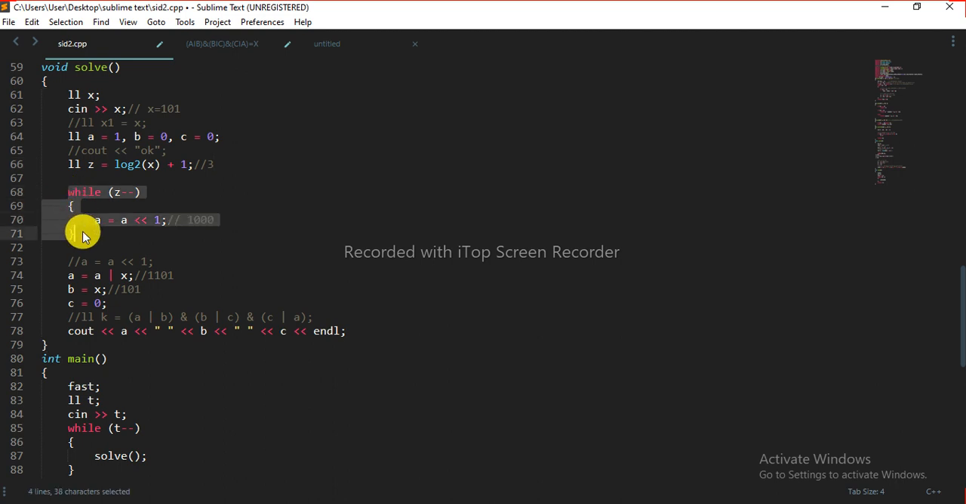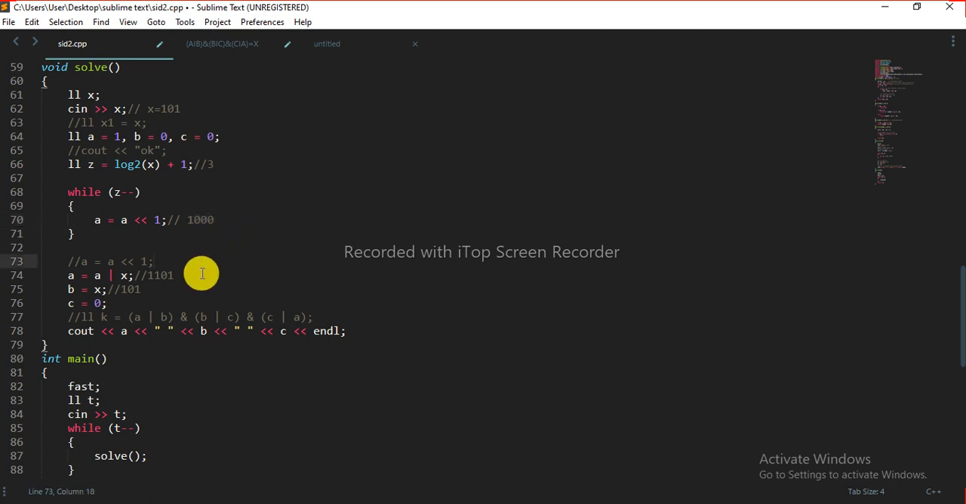What is this operation doing? We are shifting a left, as many times as the number of bits in x. For example, x has 3 bits. Since we are taking the initial value of a as 1, 1 will be shifted 3 times to the left side. So what will be the a value after this loop ends? The a value will be 1000. We are shifting a left one by one, equal to the number of bits present in x, which is 3, so a will be 1000 after the end of this loop.